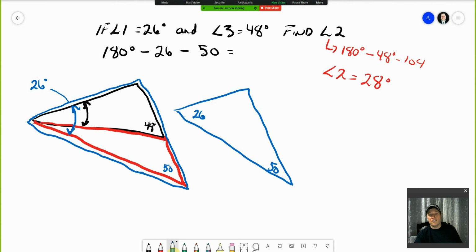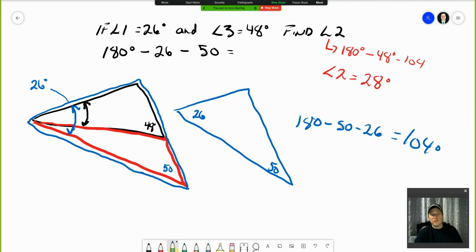So I know that this large triangle, this big blue triangle, is a total of 180 degrees. So if I subtract the 50 and I subtract the 26, it's going to give me, what was it, 180 minus 50 minus 26. Oh yeah, it was 104, right? So that equals 104 degrees. That's that large triangle.